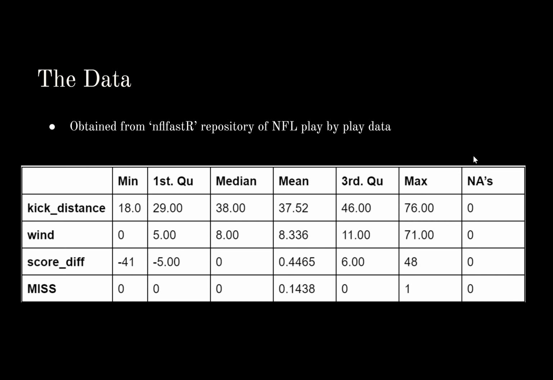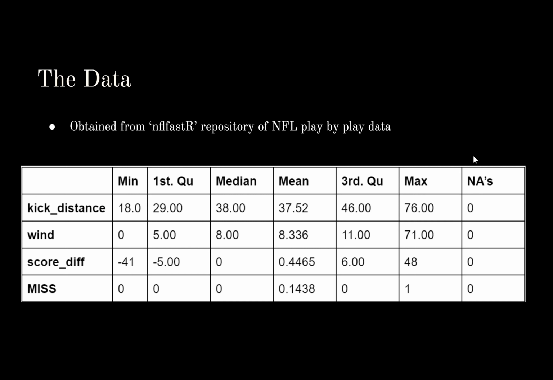This is shown in the following descriptive statistic table seen on the slides. The mean of my dependent variable miss is 0.1438. In other words, about 14.4% of kicks were missed, which corresponds with a make percentage of 85.6%. The average kick distance in my sample is about 38 yards with a max of 76. Wind speed ranged anywhere from 0 miles per hour to 71 with an average of 8.3 miles per hour.